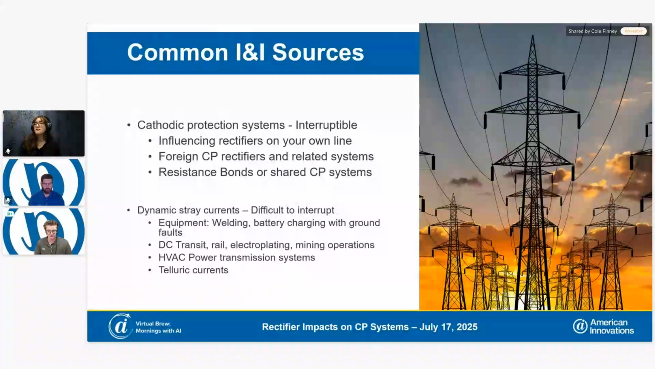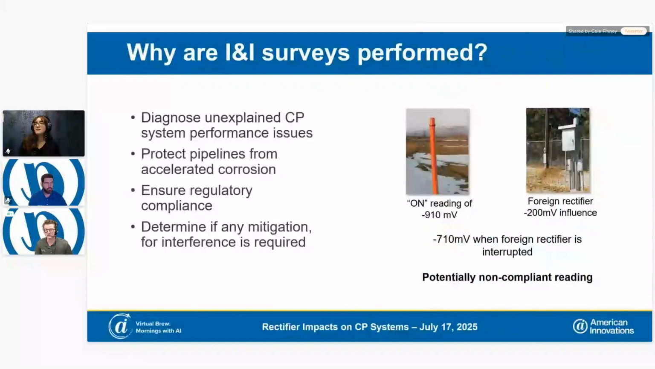And then lastly, for those that are in the north or far south of the globe, telluric currents are also a very common source of interference that have to be found. And they're usually found through an I&I study.